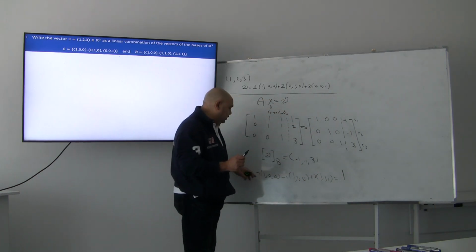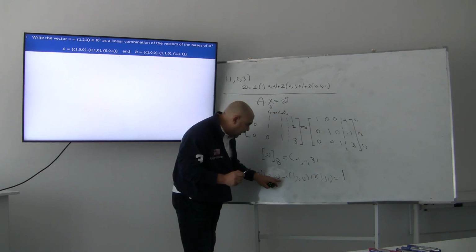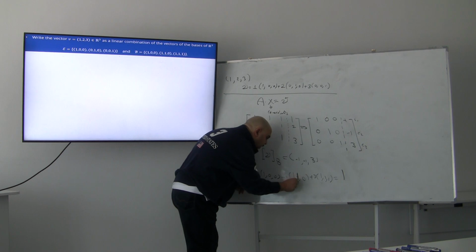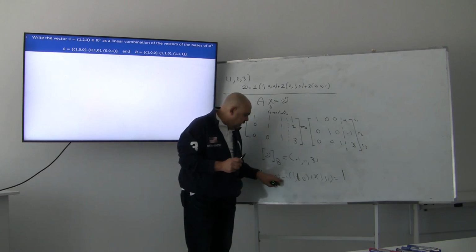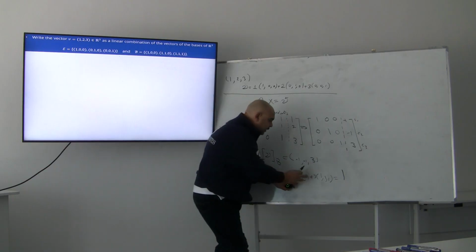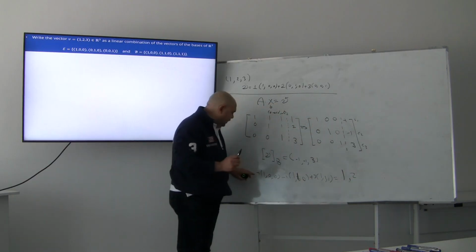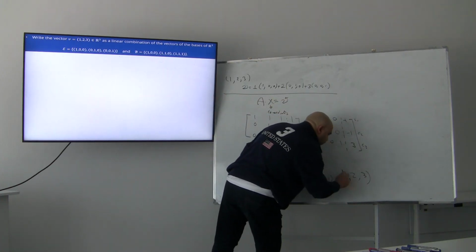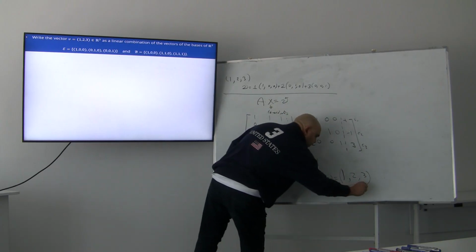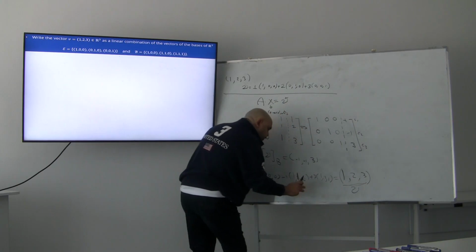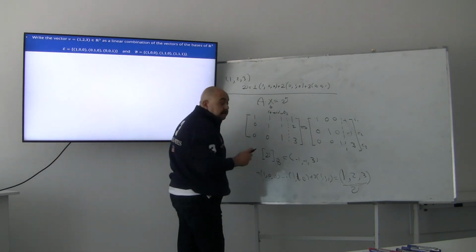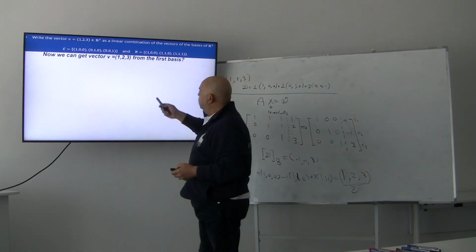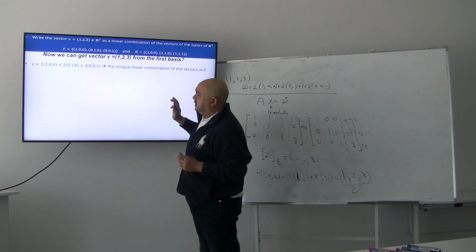The second one: -1 times 0 is 0, then -1 times 1 is -1, plus 3, which gives 2. And finally, -1 times 0 is 0, -1 times 0 is 0, 3 times 1 is 3. And you can see that we succeeded in getting the vector v as a linear combination from the basis of beta. So it's really very simple. Now we can get vector 1, 2, 3, as I told you, from the first basis. It's very, very simple.